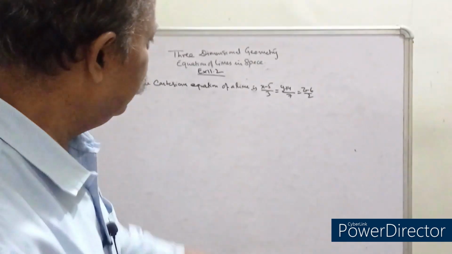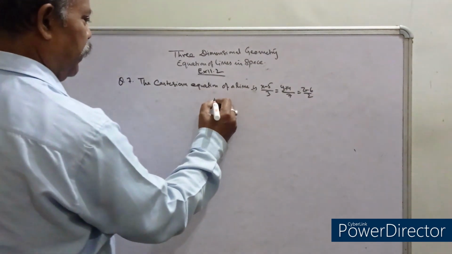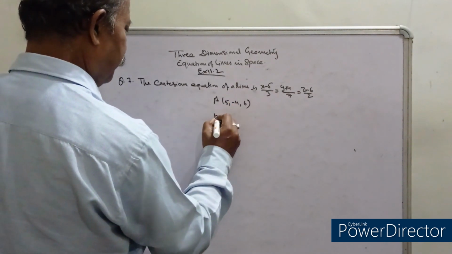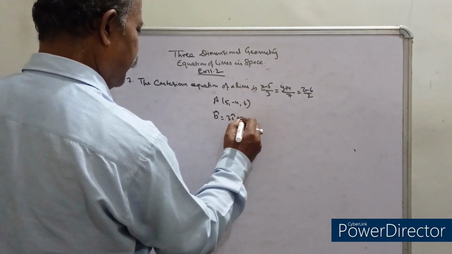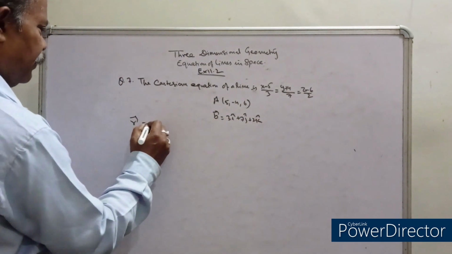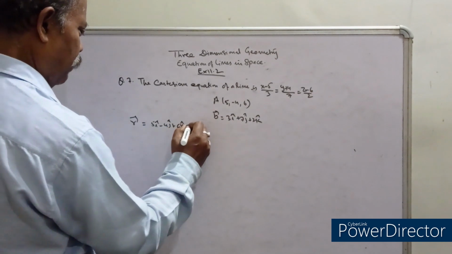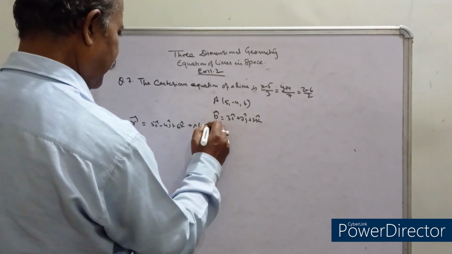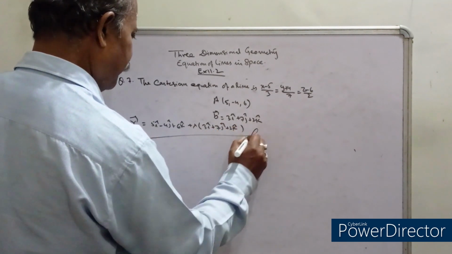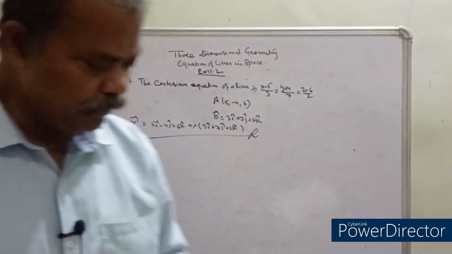This is very easy. This is your a, b, c, and these are the coordinates of point A. The coordinates of point A are (5, -4, 6), and your b vector is 3i cap plus 7j cap plus 2k cap. So here your r vector is equal to 5i cap minus 4j cap plus 6k cap plus lambda times 3i cap plus 7j cap plus 2k cap. So this is your answer. Directly you can write the answer. Now question number 8.